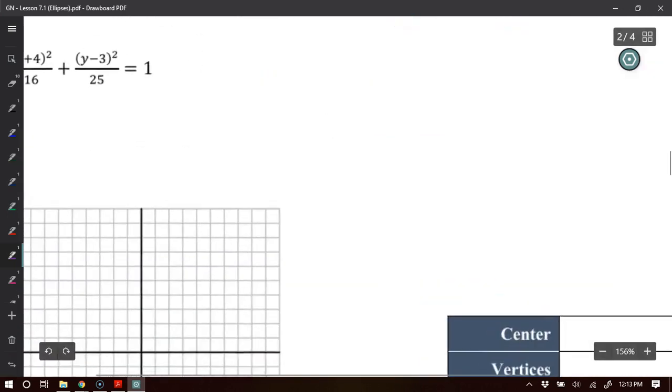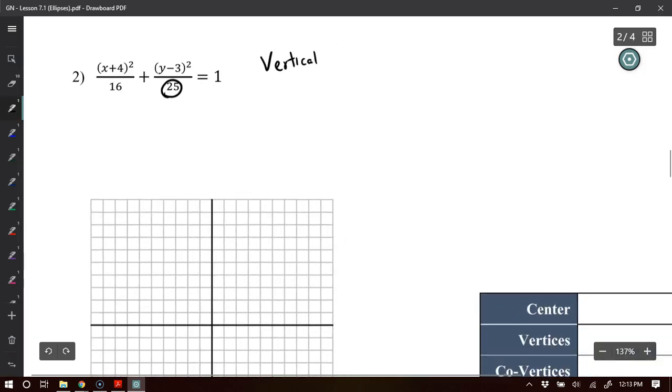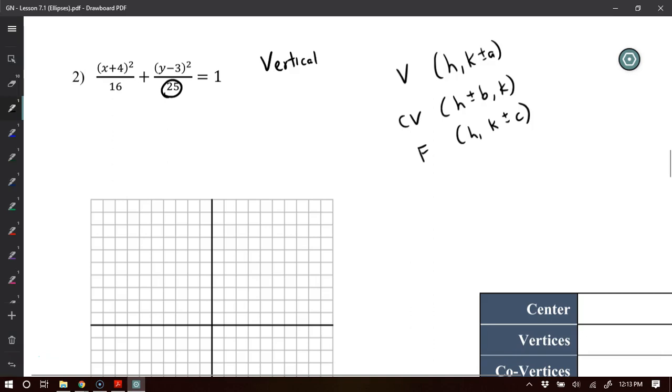If we look at the second example, I first need to figure out if this is horizontal or vertical. And since the larger number is under the y, this tells me this is vertical. Now, this is helpful because that tells me my formulas. For the vertices, it's h comma k plus or minus a. For the covertices, it's h plus or minus b comma k. For your foci, it's h comma k plus or minus c. So I can look at my formula sheet right away and see I need my h, my k, my a, my b, my c, and I can plug them into these formulas and get going.